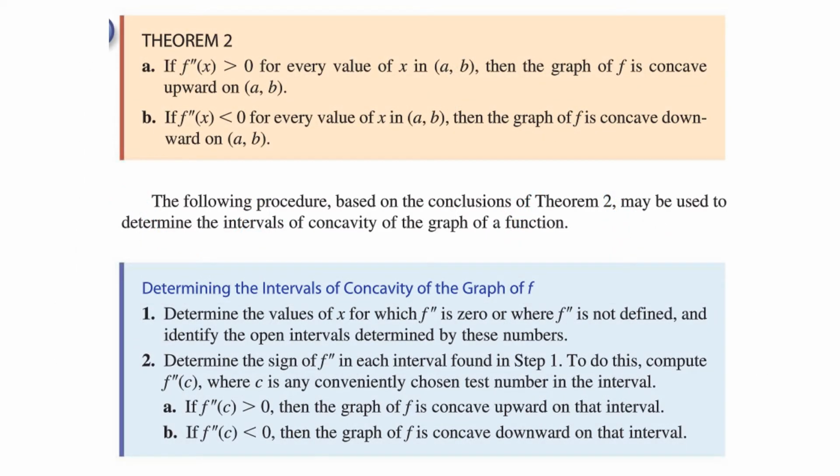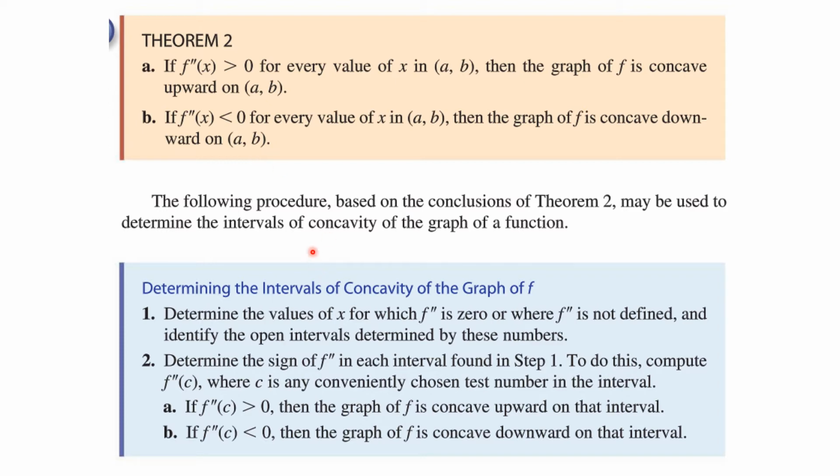And since the second derivative measures the rate of change of the first derivative, we can have the following theorem. If f double prime is bigger than 0 for every value x in an interval AB, then the graph of f is concave upward on AB. Similarly, if f double prime, the second derivative, is less than 0 for every value x in AB, then the graph of f is concave downward on AB.